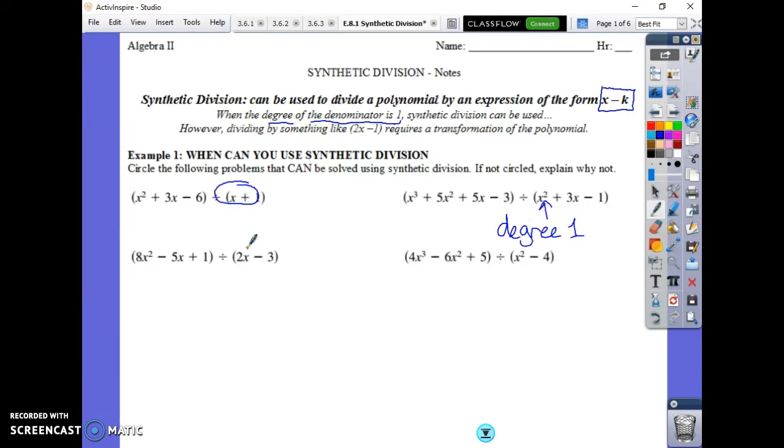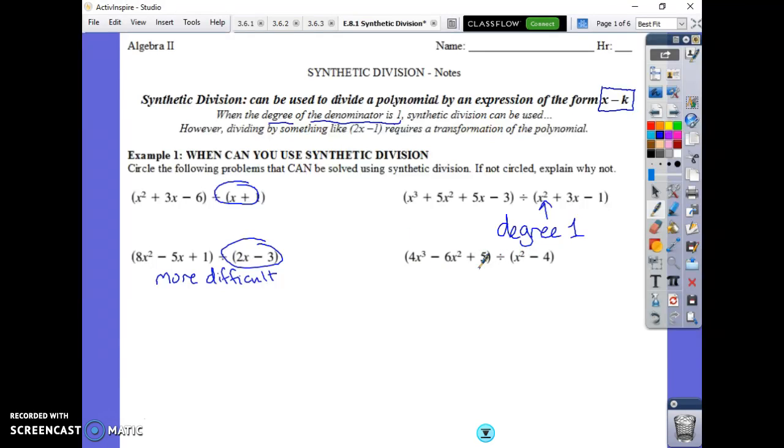Okay. This one right here, you look at it and you kind of wonder, this isn't quite an x minus k, but it does fit the however example at the top where it says you can divide by 2x minus 1. So this is possible, but it's going to be more difficult. And we will not go over how to do that here today.